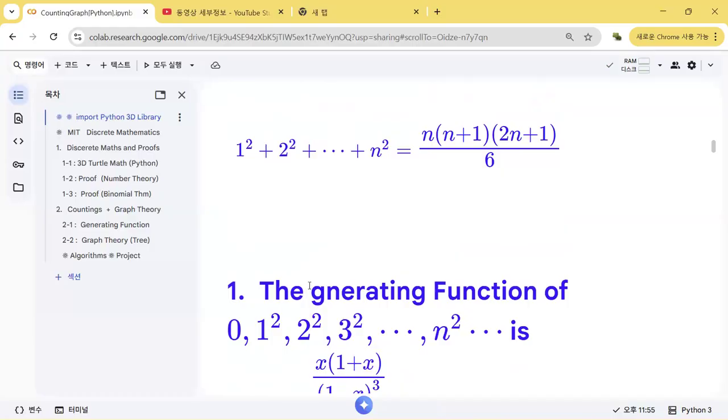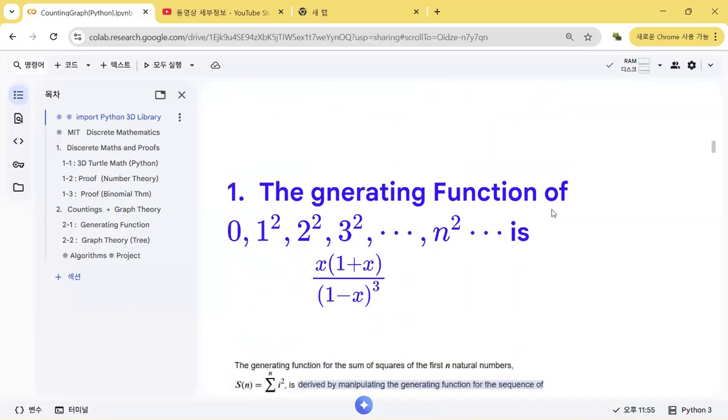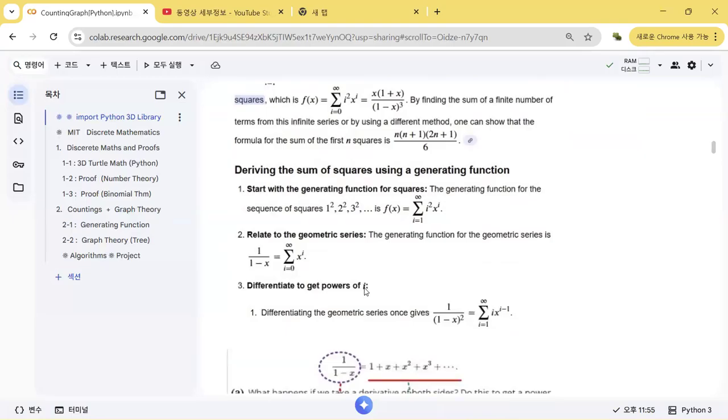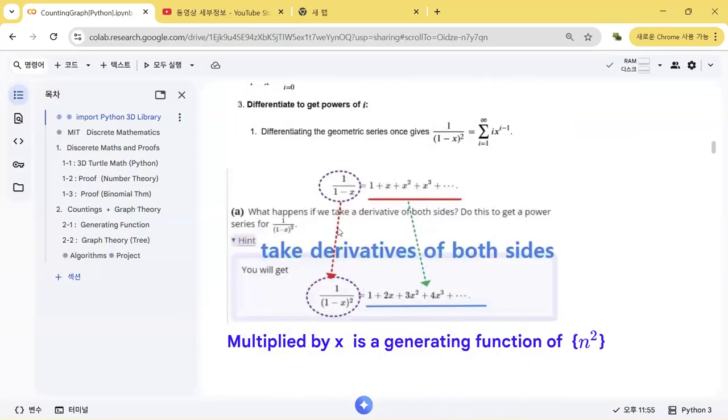The first part is to find the generating function of the squared number sequence: 0 squared, 1 squared, 2 squared, 3 squared, and so on. This is a quiz problem, and the generating function of this sequence is this function. It can be proved using this method, using the binomial theorem or differentiation.